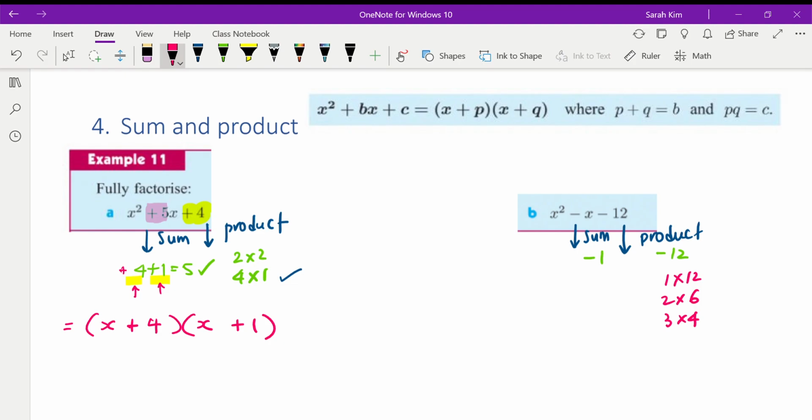Alright, so now what I have to do is look at these pairs, and then you've got to realize one will be minus, because when you times them together, you want to get a minus 12. So you can have that minus, or you can have a minus here.